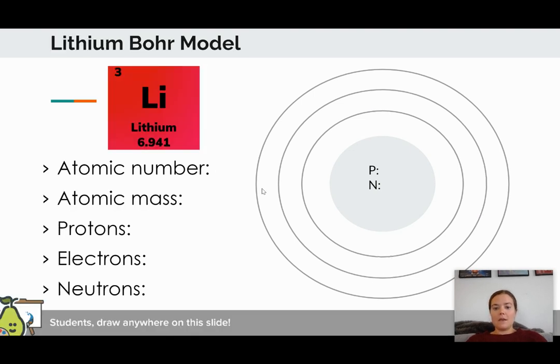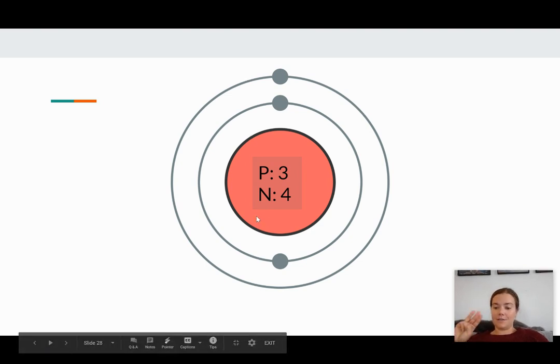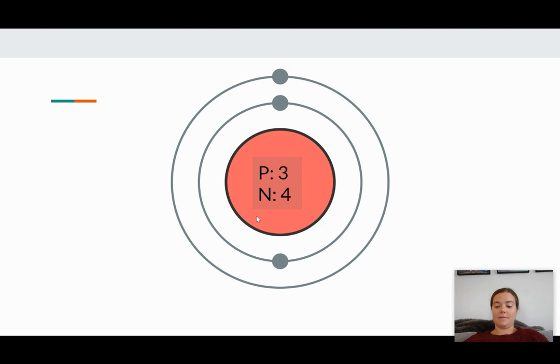Great. So let's try this one on our own. I'm going to walk you through this in a couple of steps. Awesome. So what this will look like is a nucleus with 3 protons and 4 neutrons. You'll have 2 electrons in the first shell, and then 1 electron in the second shell to get to the 3 total electrons that this atom has.